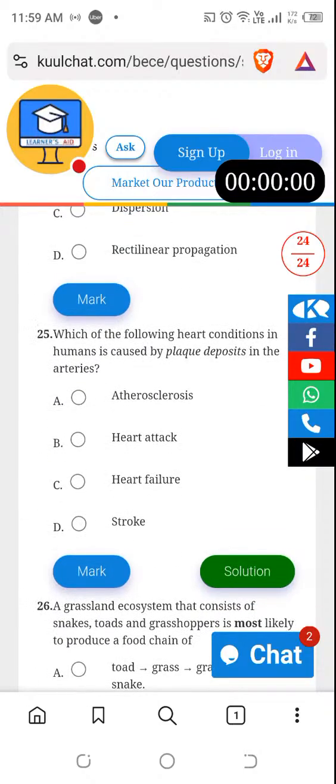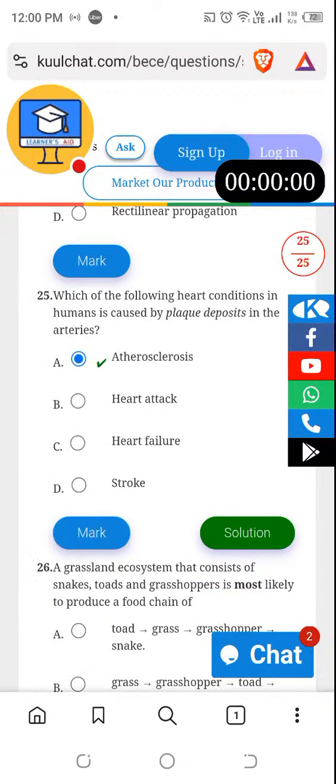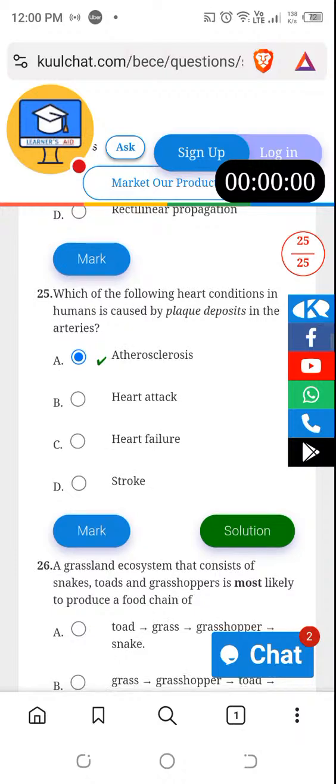Which of the following heart conditions in humans is caused by plaque deposits in arteries? It's caused by plaque deposits in arteries. Arteriosclerosis, heart attack, heart failure, and stroke. The answer for this question is arteriosclerosis. This is a no-brainer. Arteriosclerosis, definitely. But let's confirm. Good. So that makes our answer the correct answer.